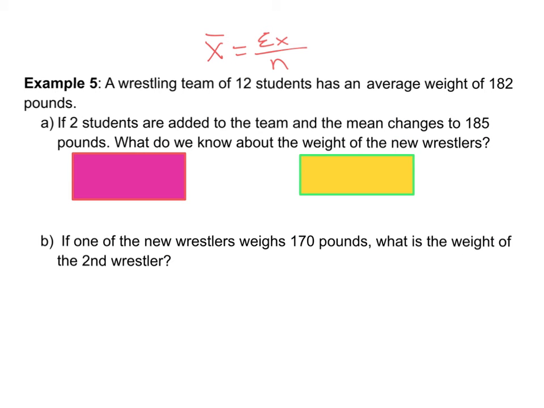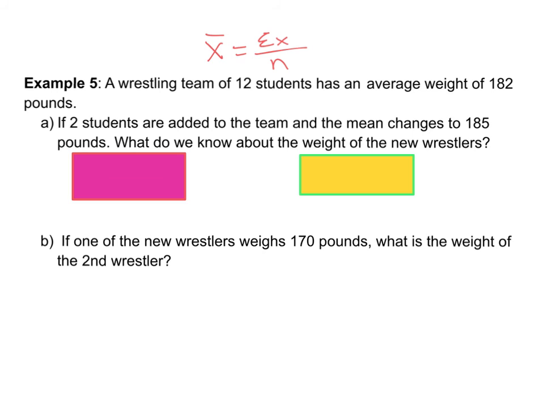All right, last example. A wrestling team of 12 students has an average weight of 182 pounds. If 2 students are added to the team and the mean changes to 185 pounds, what do we know about the weight of the new wrestlers? Well, this is bringing a little different aspect of knowing that our average, or our mean, is equal to the sum of all of our x's divided by the number. So we're just using this equation up top.